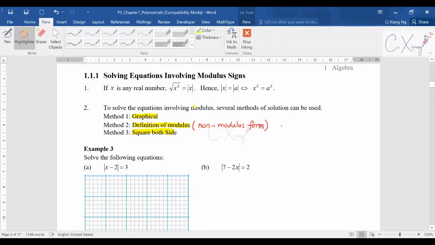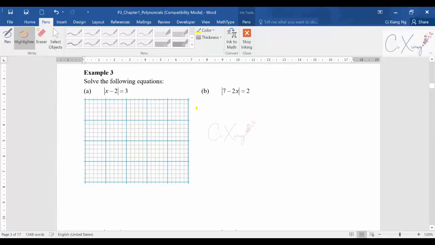I'm going to use example 3 for all three methods here. For example 3, you have A, B, C, D, E, and F. I will solve A, C, and E for you, and then you try B, D, and F yourself. I will show you all three methods first, and after that, I will make a simple summary of which method is easier for us to use in the exam for which pattern.